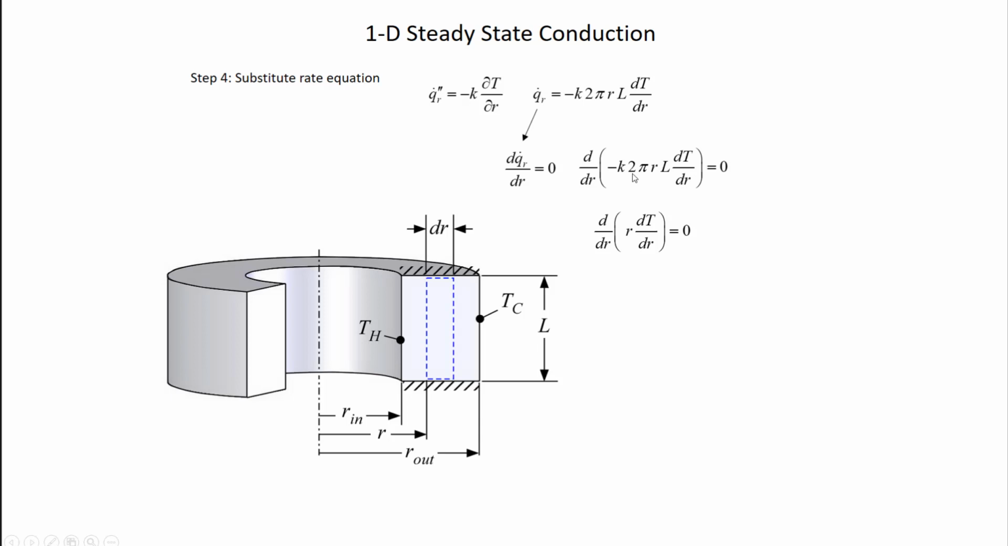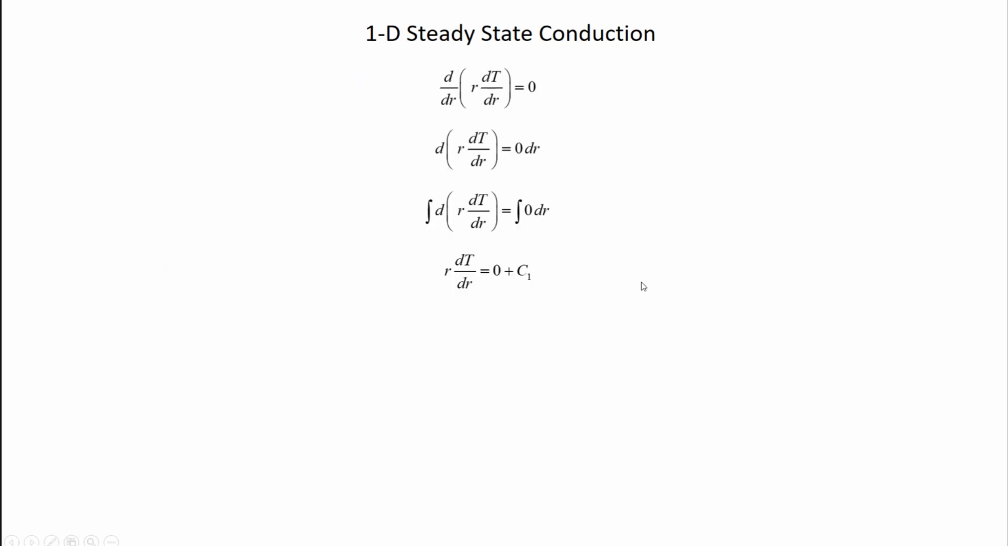I'm going to divide through by everything that's constant. So we're going to assume the conductivity is constant, 2 pi, and then L is constant, right? So I end up with this differential equation right here. This is my differential equation for temperature, right? And we see exactly the steps that we needed to go through to get it. I can solve this one pretty easily.